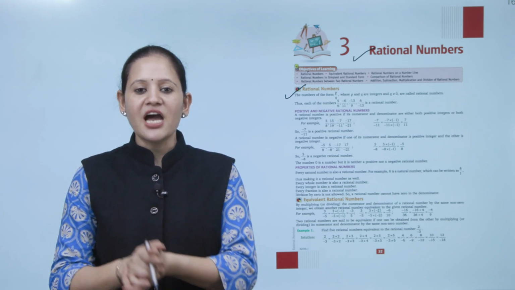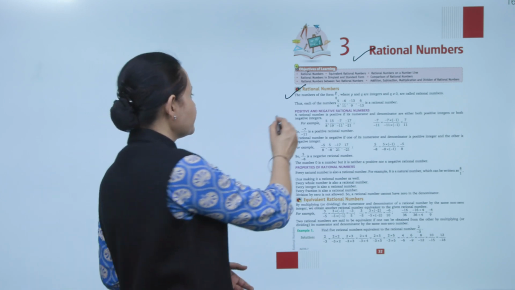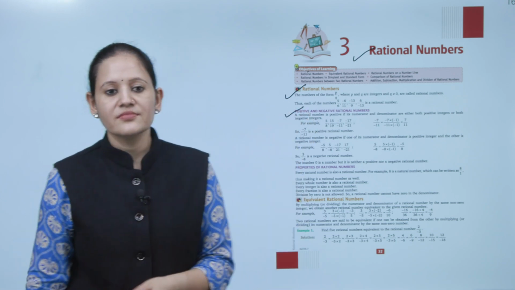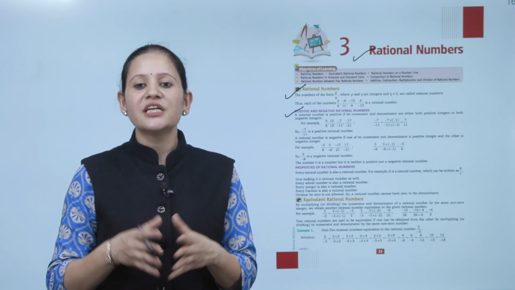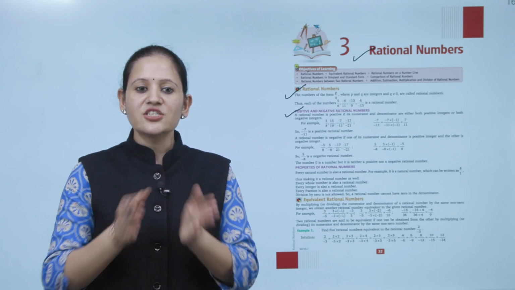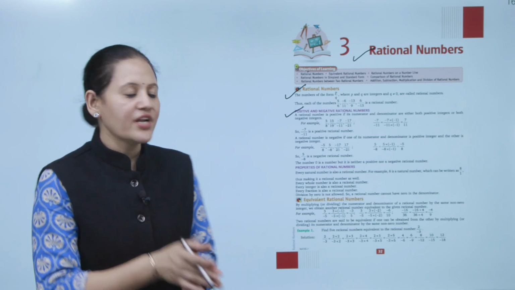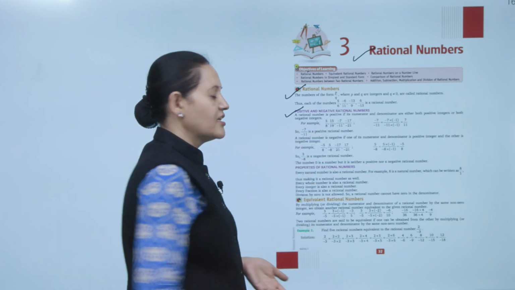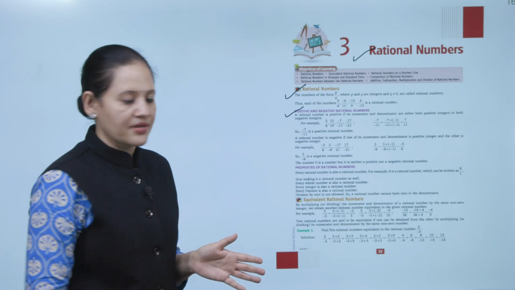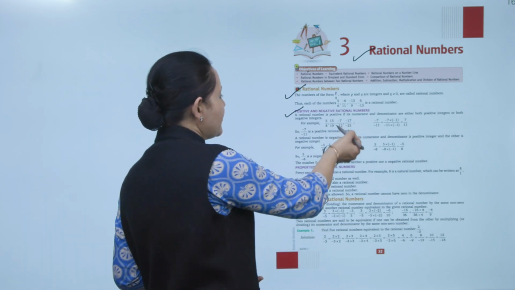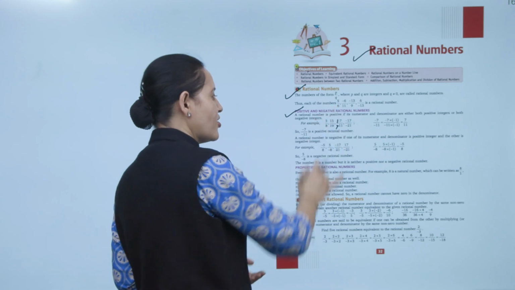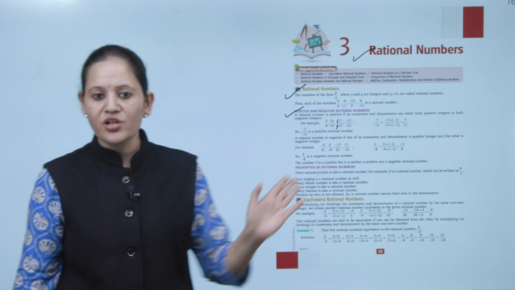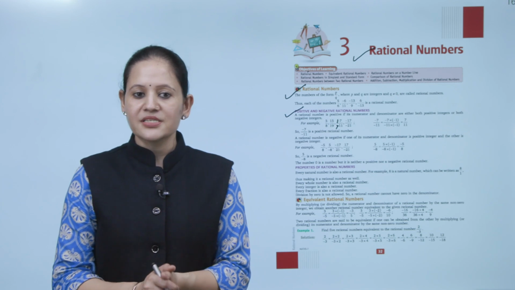Next is positive and negative rational numbers. A rational number is positive if its numerator and denominator are either both positive integers or both negative integers. For example, 5 by 8, that is a positive rational number. Minus 7 upon minus 11, because minus se minus cancel ho jayega, so that is also a positive rational number. So all these are examples of positive rational numbers.